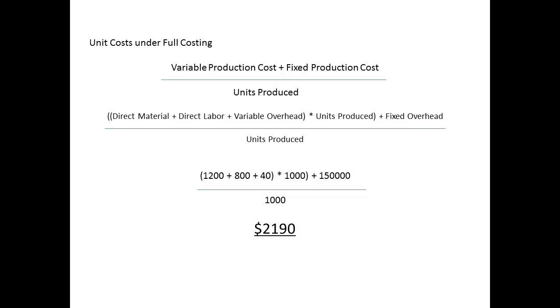Our unit cost under full costing will be to take all the variable costs for material, labour and overhead and multiply these by the number of units produced. Then we add the fixed overhead. Finally, divide this total by units produced. So when 1,000 units are produced, the unit cost under full costing is $2,190.